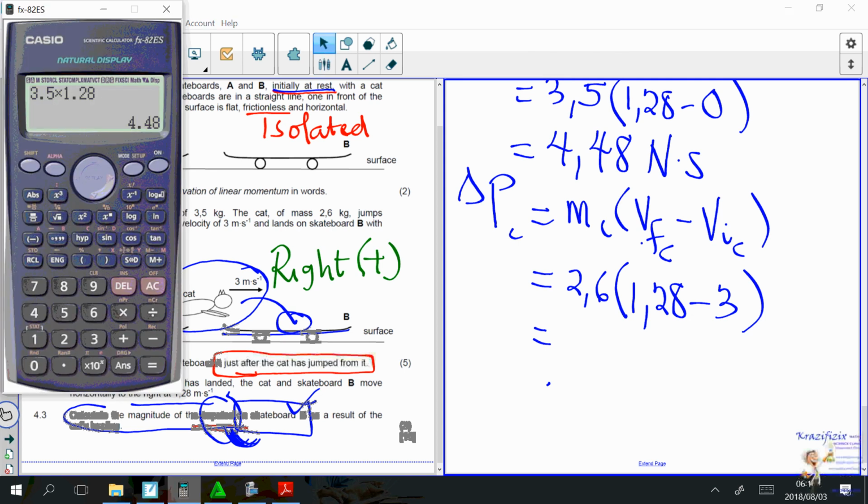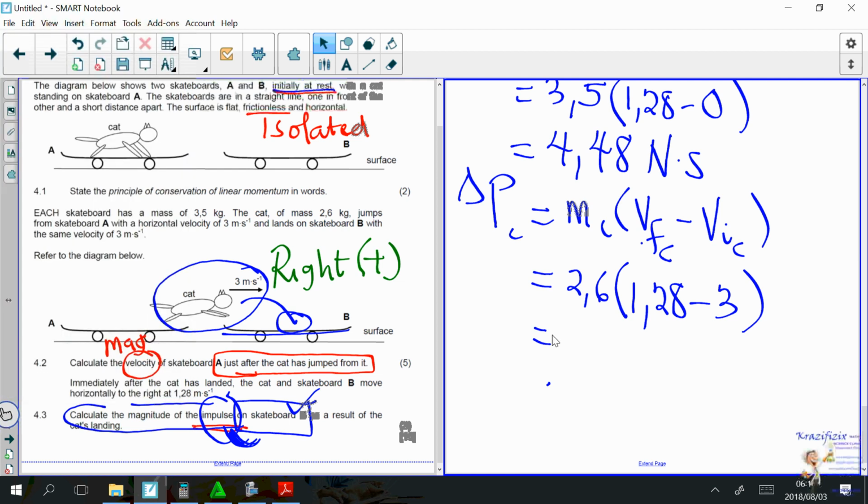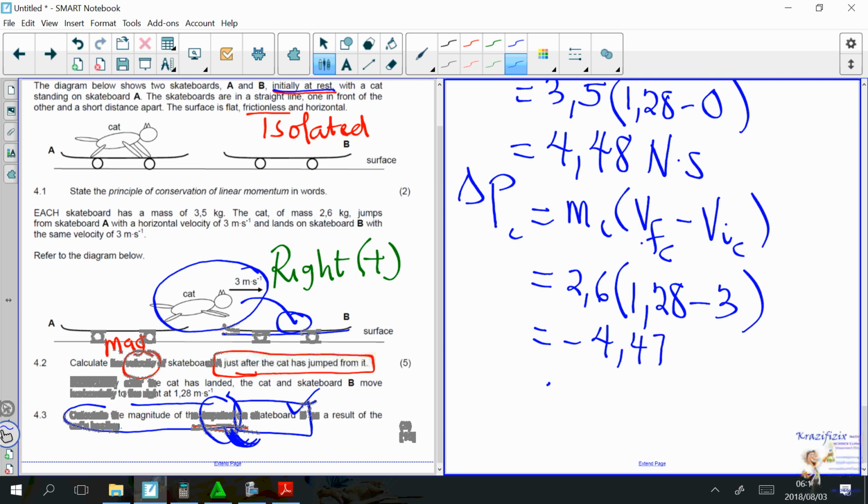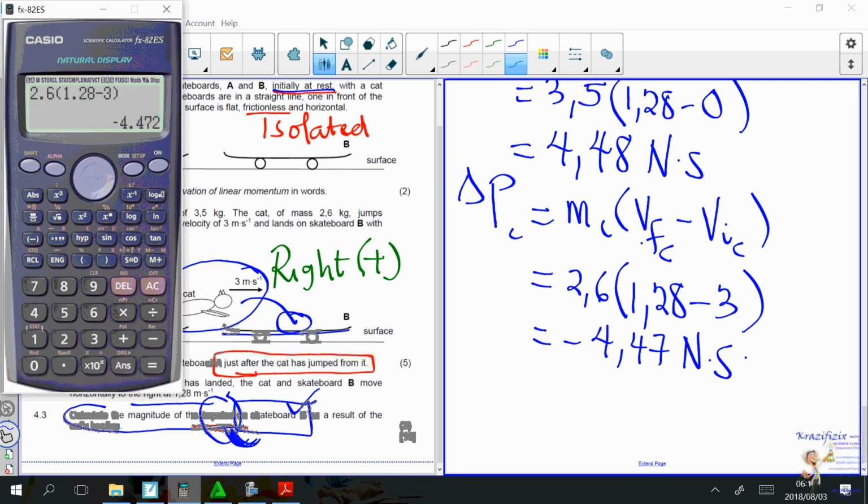Okay, let's put all of this in our calculator. 2,6, open a bracket, 1,28 minus 3, close the bracket, equals. Now what do we get? Negative 4,472. Negative 4,47 newton second. Now, if you check your answer here, our answers are quite close: 4,48 and 4,47. So that's what we have.